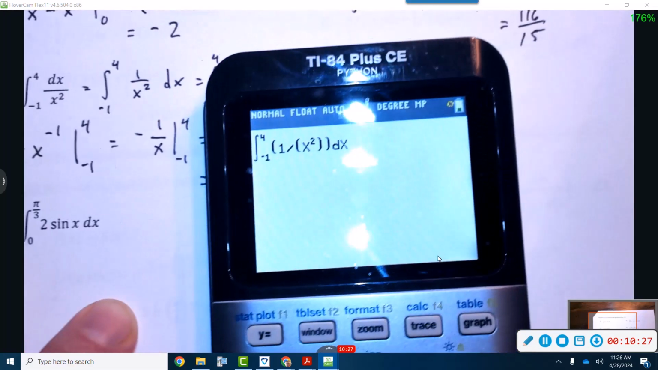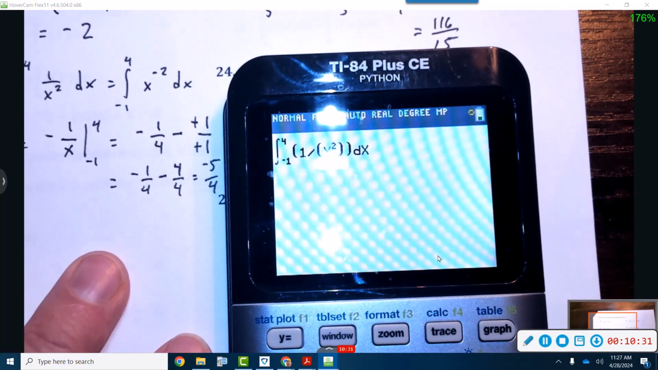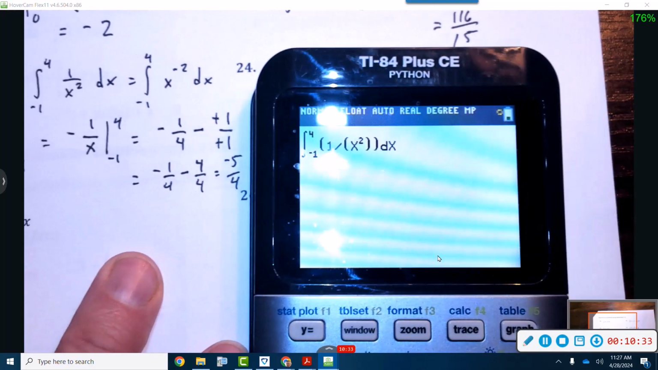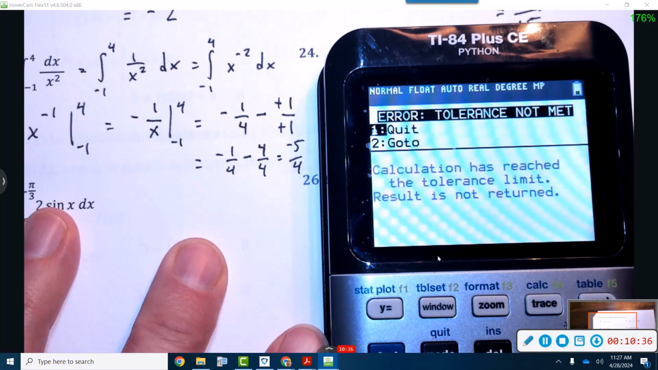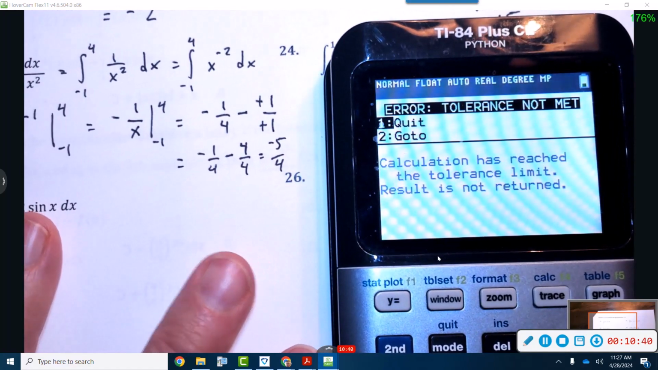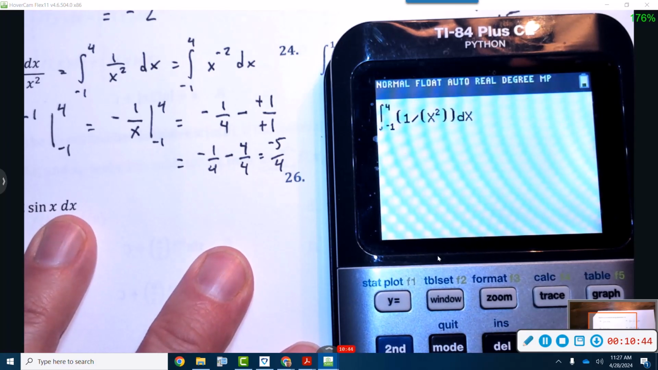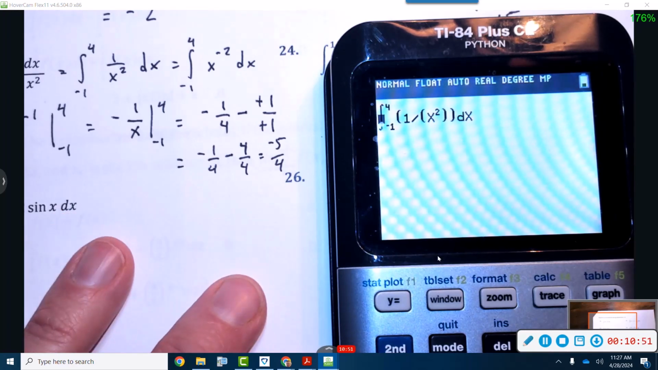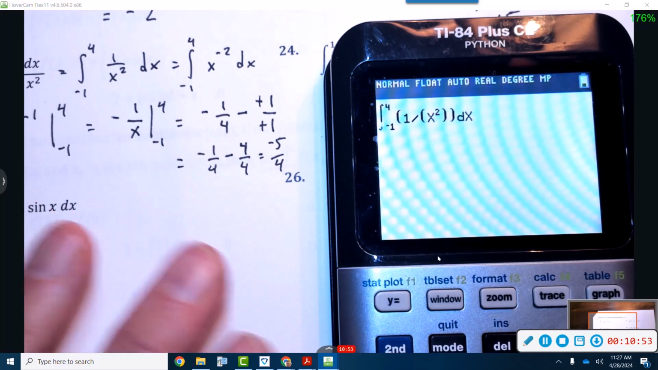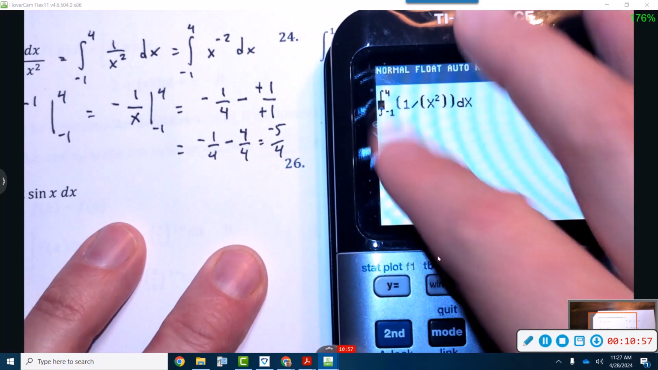All right, taking a little time there. Doesn't like that one. Oh, look at it working. Tolerance not met. Ooh, it does not like that one at all. Let's check that again. -1 to 4, 1 over x squared. Okay, well, see, that is the problem with these. It just didn't like having to calculate the antiderivative to that.